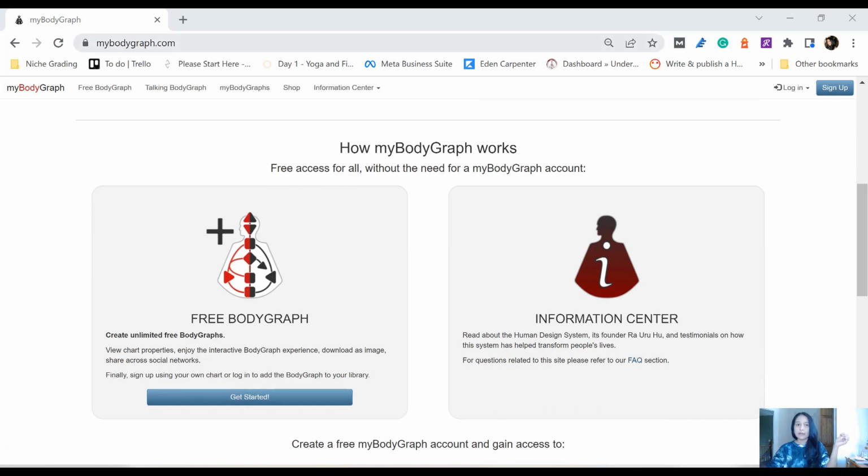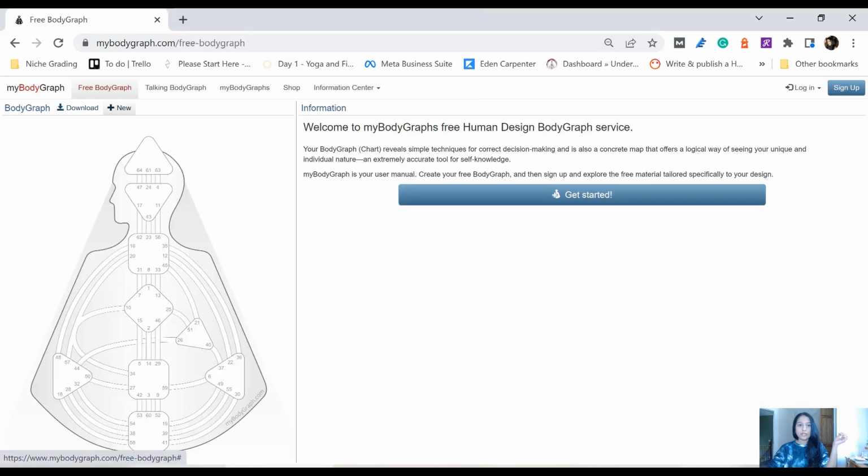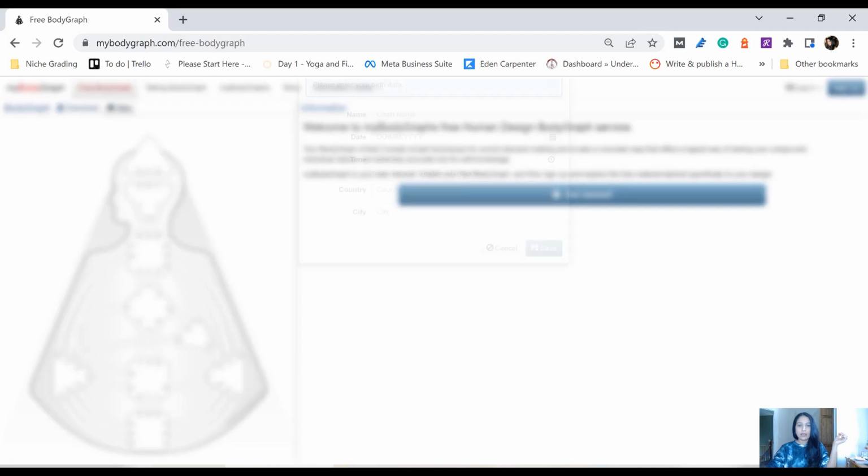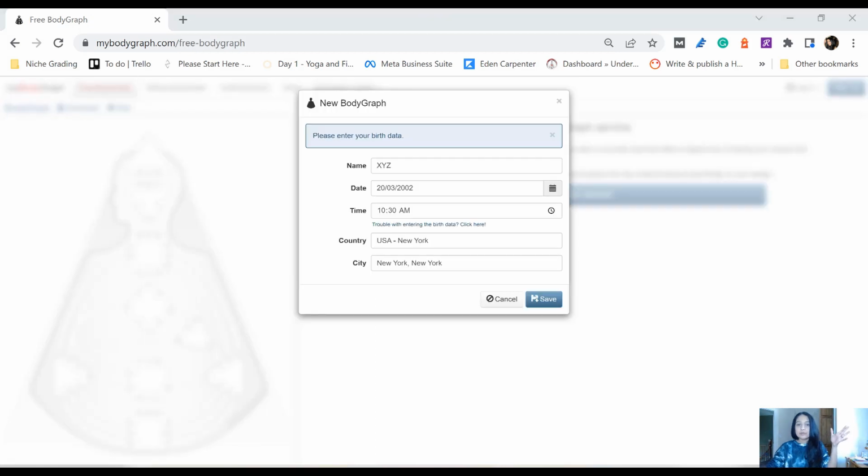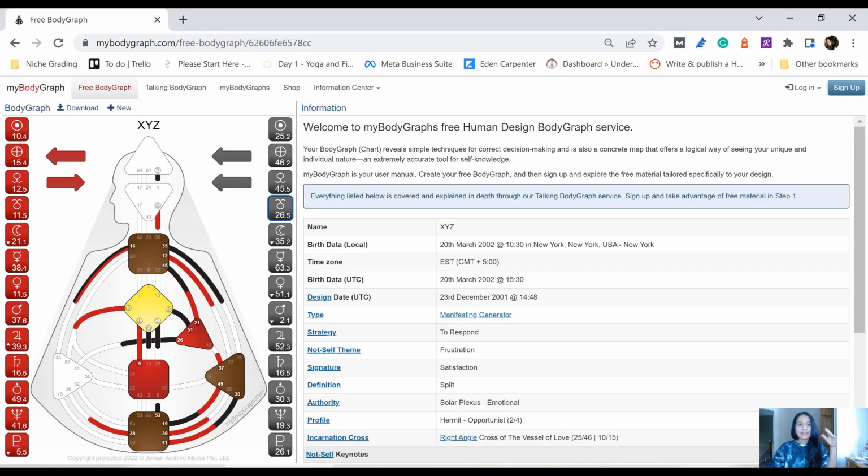So okay, I'm on mybodygraph.com, and here is where you see my free body graph. You click on get started, you click on new right here. And as you can see, I inputted all the information. I put a date, I put the birth time, I put the location of the birth. This is obviously a made-up chart. And I'm going to save this. And then it's going to bring up my body graph. This is what a human design body graph looks like.